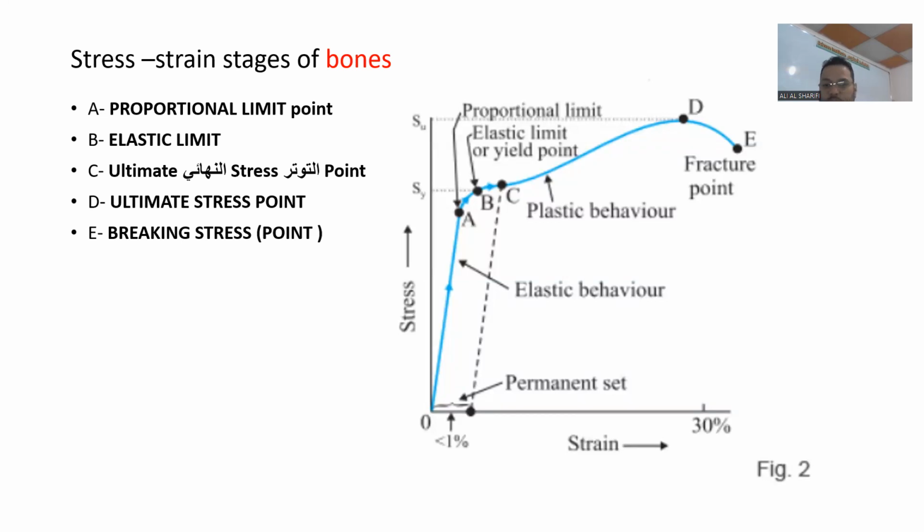The ultimate stress point is D, and it's the last point that has some change in the length. Before D there is a change, after D we will not have any delta L anymore. At the breaking stress, the bone will fracture, the bone will break down.